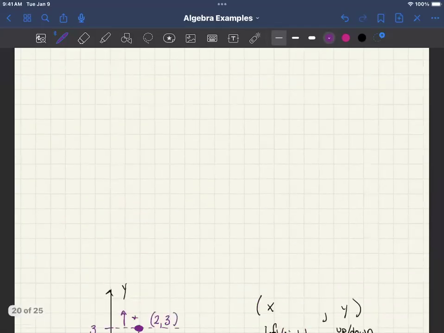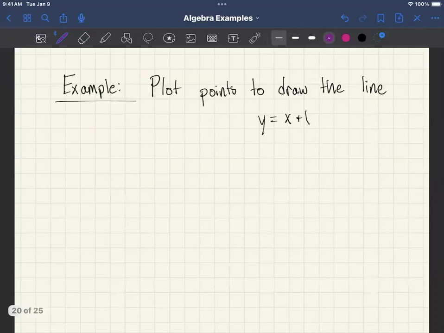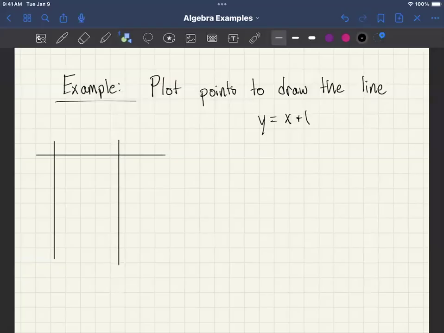So let's go back up to our example for today. We are plotting points to draw the line y is equal to x plus 1. While doing this, a lot of times I like to start off with a nice little chart. We will have an x column, a y column, and I'll make my y column a little bit bigger, and a third column, x comma y, where we put our coordinate point together.